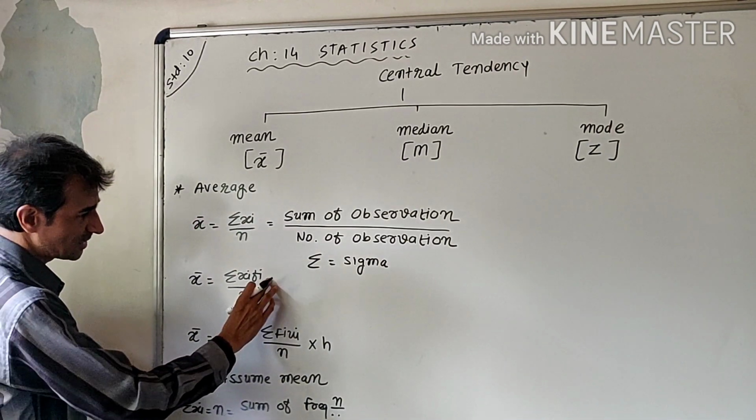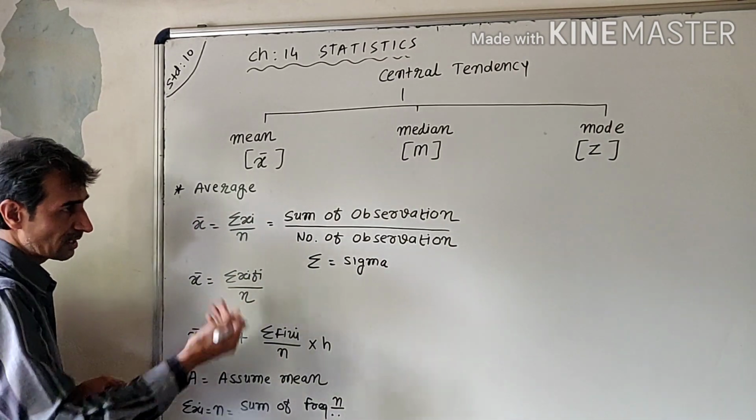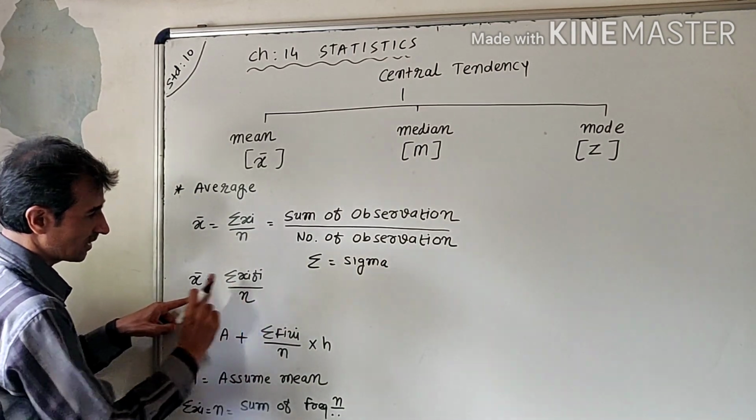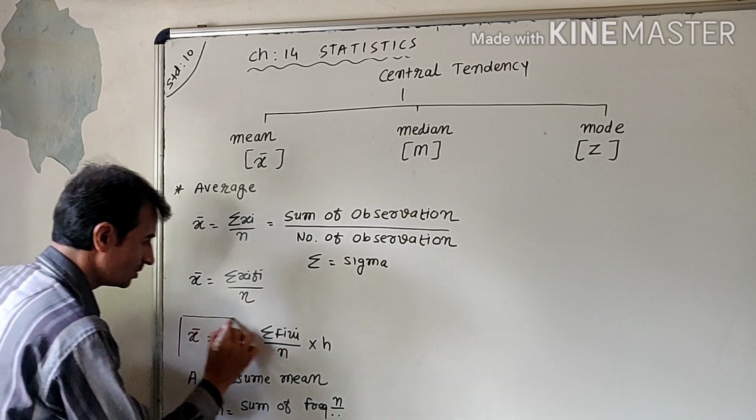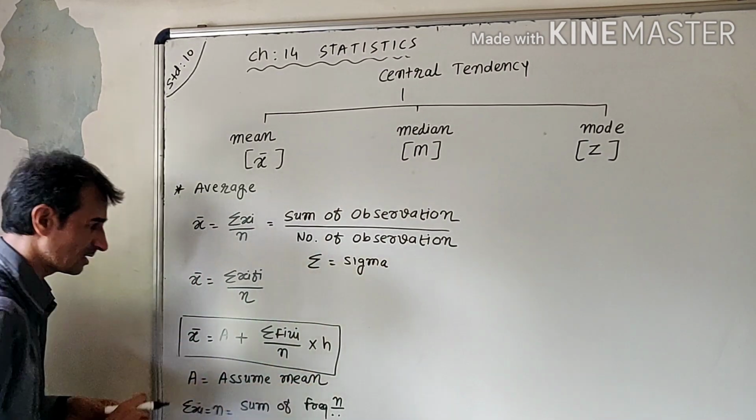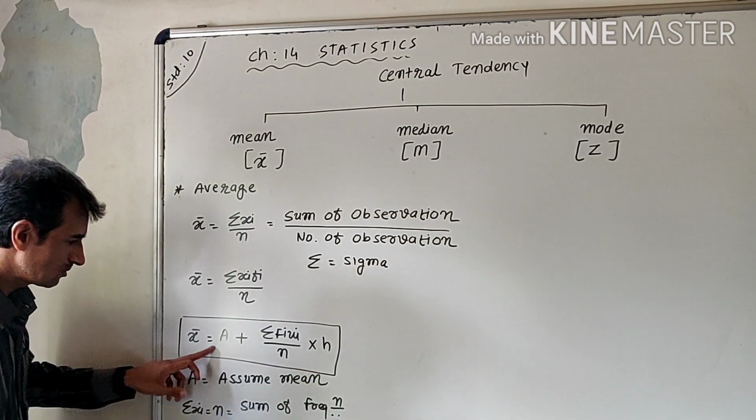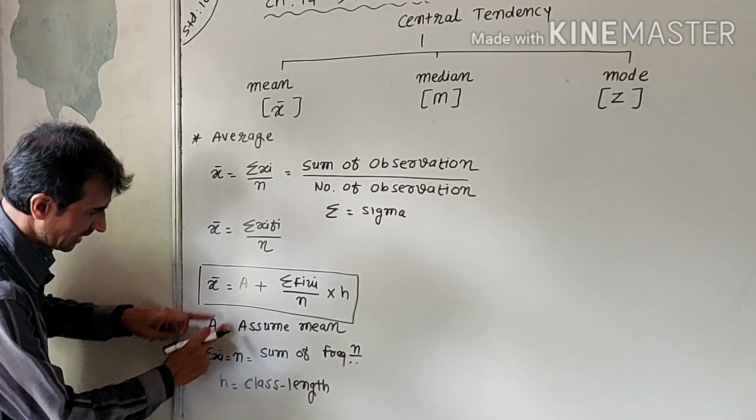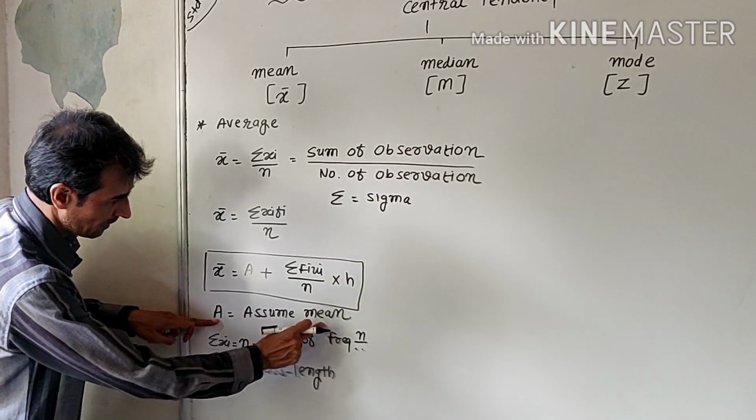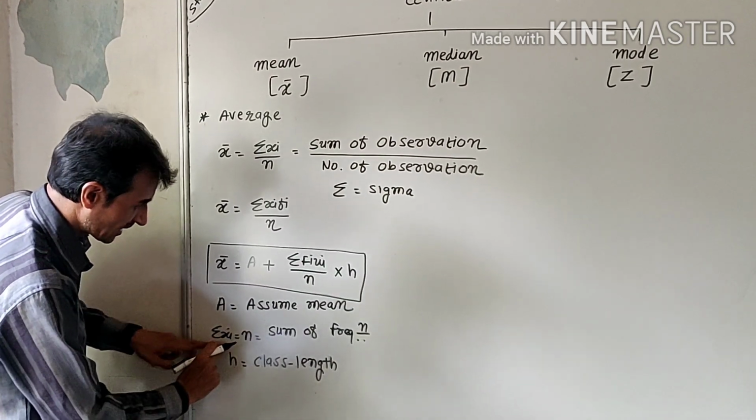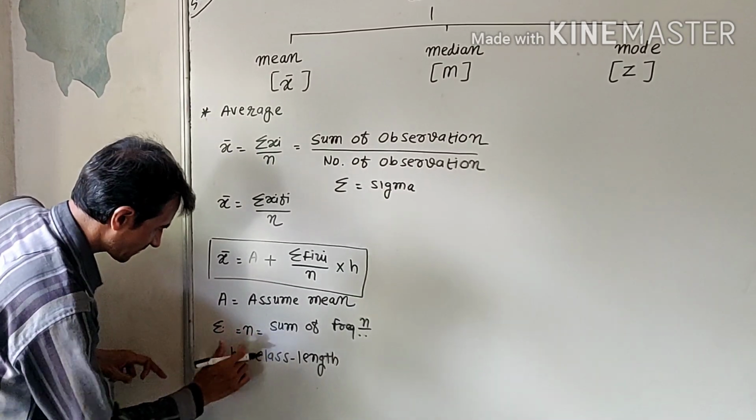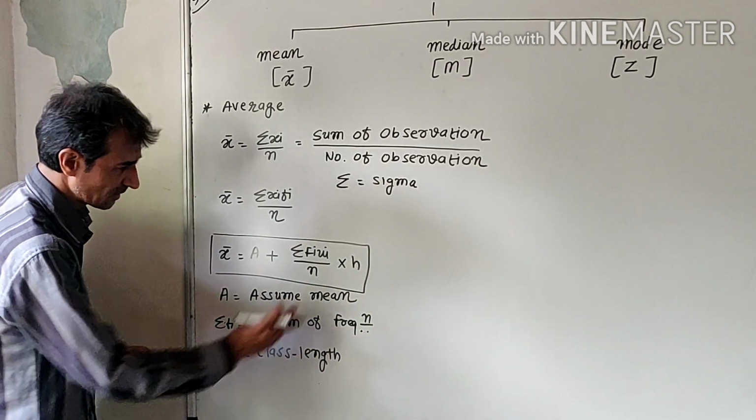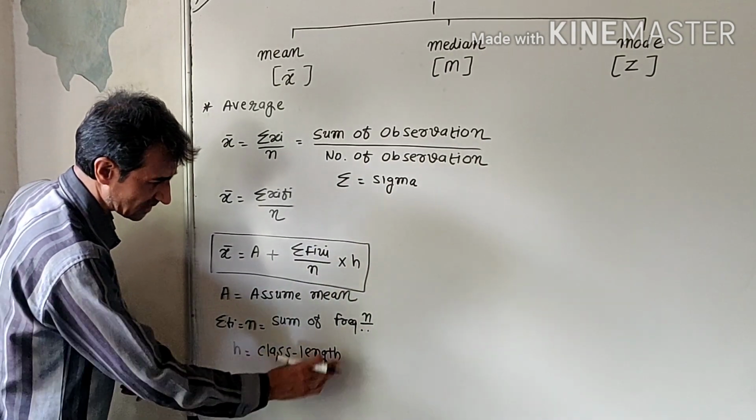If the frequency is given, then this is the second equation. We have already studied in standard 9: x bar is equal to sigma xi fi upon n. And now this is new, the step deviation method. Here x bar is equal to a plus sigma fi ui upon n, into h, where a stands for the assumed mean, sigma fi is equal to n, the sum of the frequencies, and h is known as the class length.